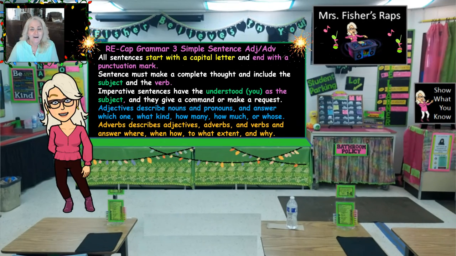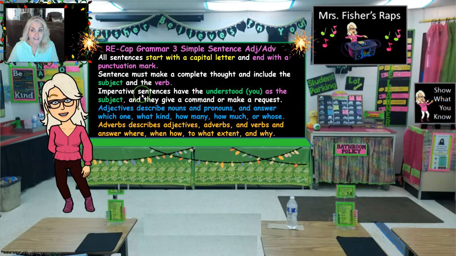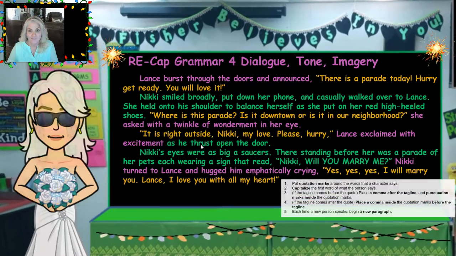All right, sentences all start with a capital letter and they end with a punctuation mark. You must have a subject and a verb, and it must make a complete thought. The imperative sentence has the understood you. Adjectives describe nouns and pronouns and come before the words they modify. Adverbs describe adjectives and adverbs and verbs, and they can come before or after the words they modify.